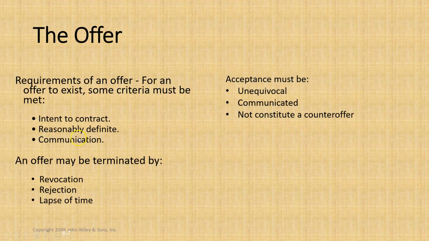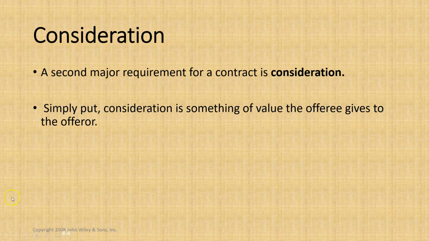Now, here's some information that's a little bit unique. The requirement of an offer. For an offer to exist, there are some criteria to be met. You would assume this is in a situation where you have already got your attorney lined up and your accountant lined up, and now you need to proceed and get some business. And so this is information regarding your business. An offer may be terminated by revocation, rejection, or a lapse of time. That can be based on how the business is set up.